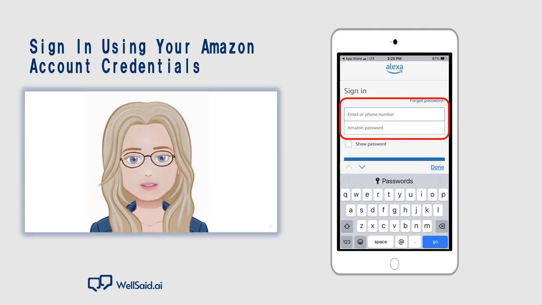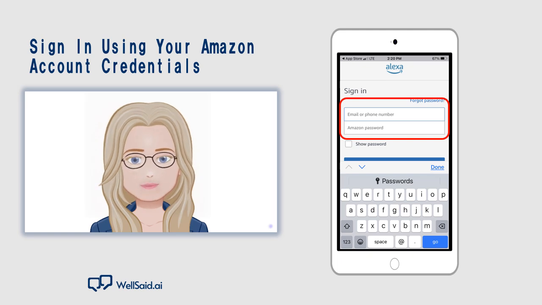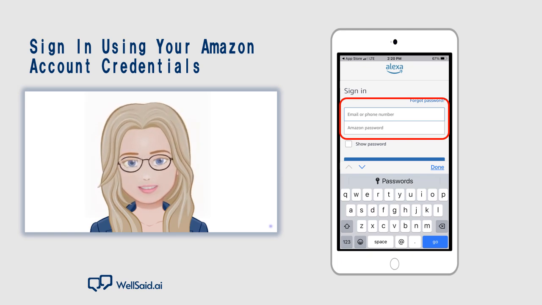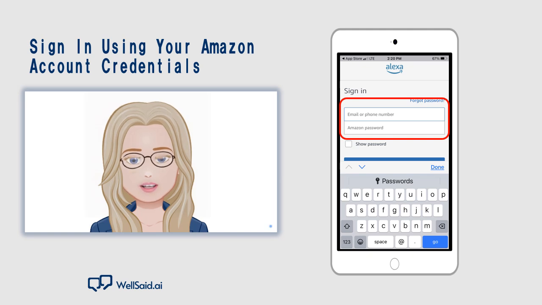To sign into the Alexa app, you will need to know either the email address of your Amazon account or the phone number associated with your account. Enter that on the top line of the sign-in screen. Then enter the password associated with your Amazon account. You can click Forgot Password if you need to reset your password.